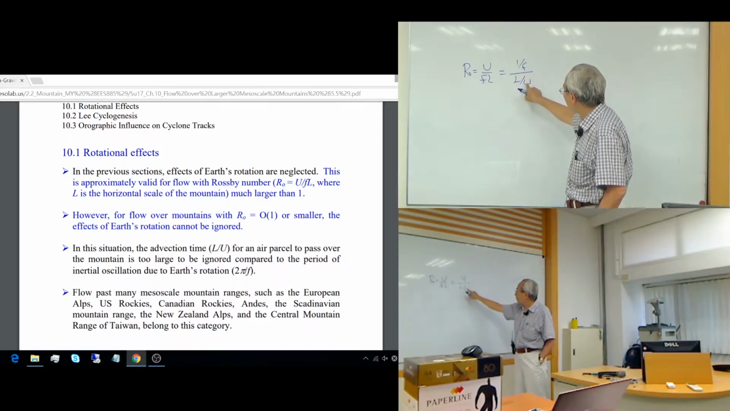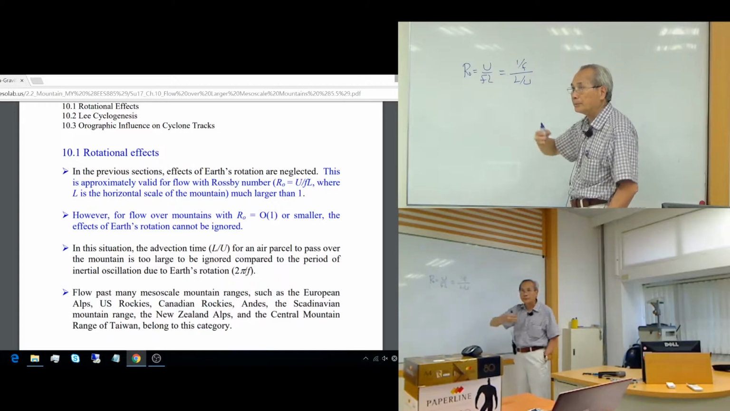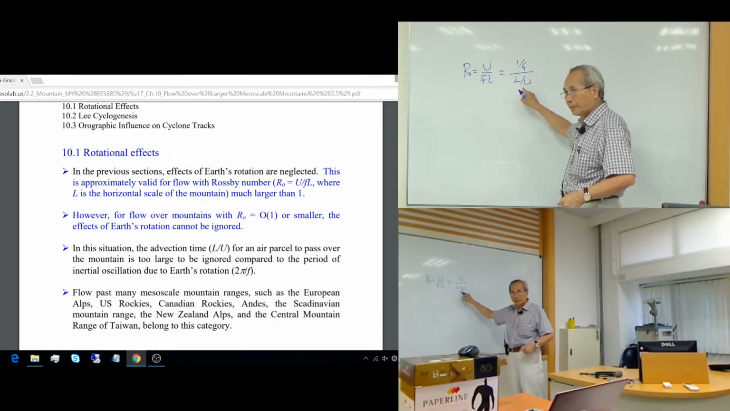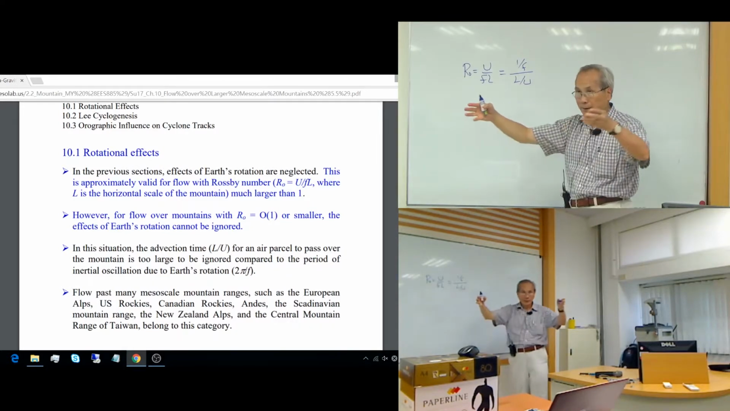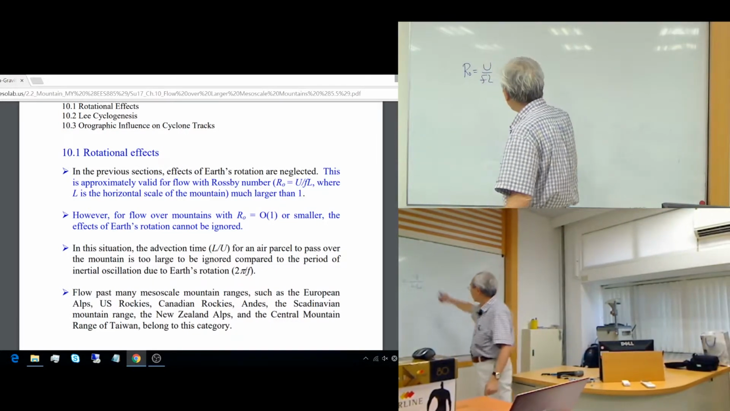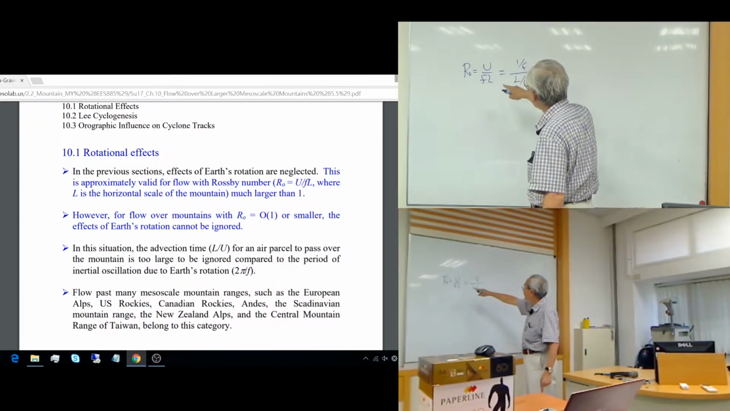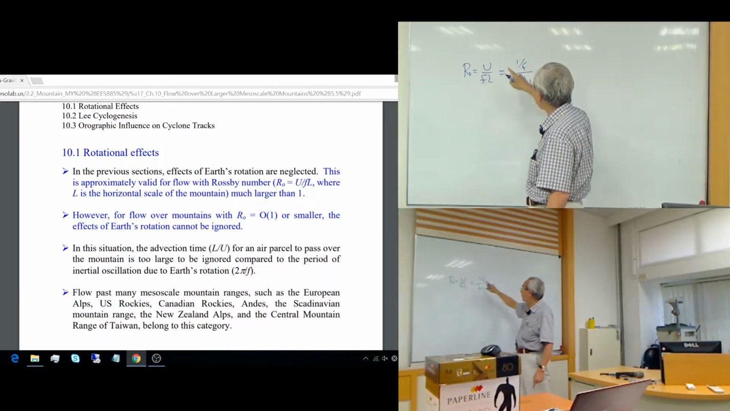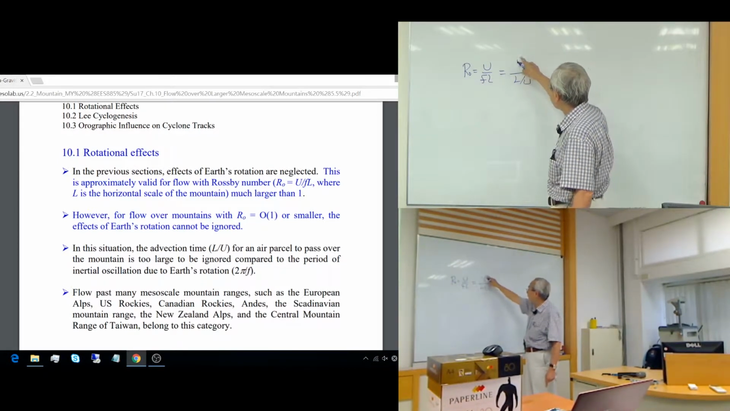And this is L divided by U, the time for an air parcel to pass over the mountain. L is the mountain width or scale. So this is the oscillation. When the Rossby number is about 1, you cannot ignore this. Only when the Rossby number is much larger than 1 is this small.